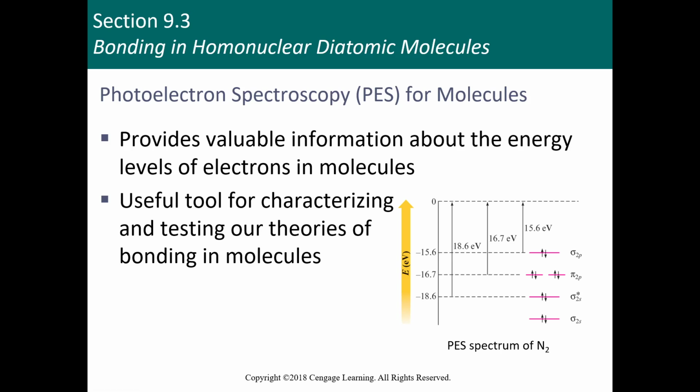So this is going to provide us valuable information about the energy levels of the electrons in molecules, which in turn tells us what these molecular orbitals look like. This is an extremely useful tool for characterizing and testing our theories of bonding in molecules, figuring out if we have double bonds, triple bonds, and what sort of bond strengths and energies we have. That's quite a useful tool.